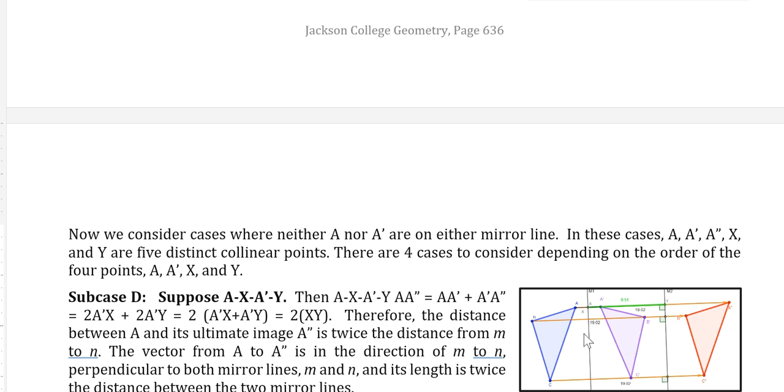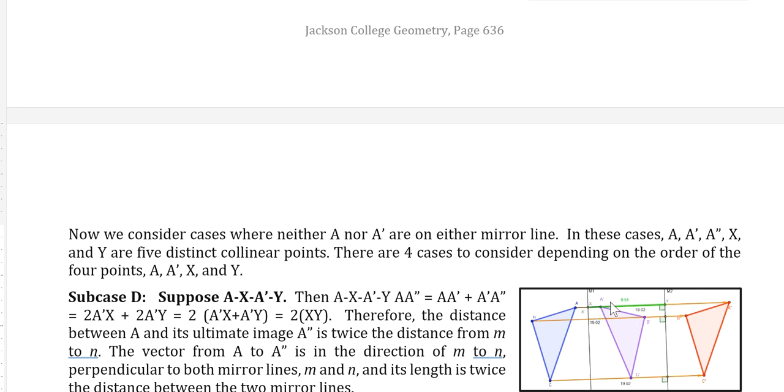Okay, so let's see what we've got here. Because of the betweenness relationships, we can add some things together, right? So if you go from A to A prime, and then add A prime to A double prime, that's going to be twice going from A to X, or A prime to X, yeah, plus twice going from A prime to Y. You can kind of see that from the picture, how that works out. We're using the betweenness relationships that are there to help us do that.